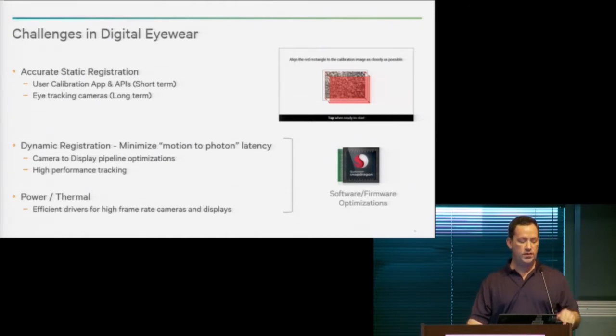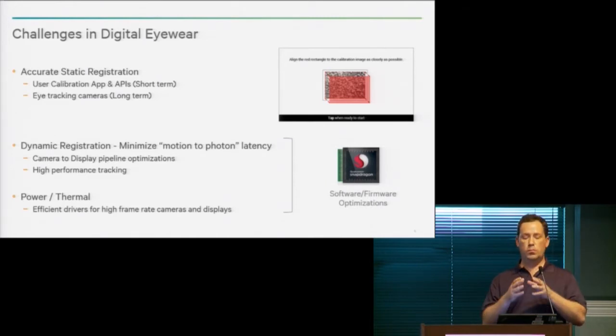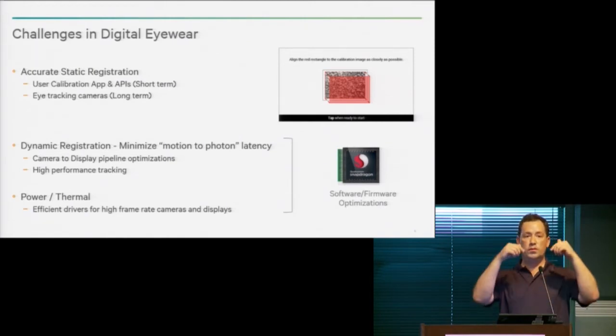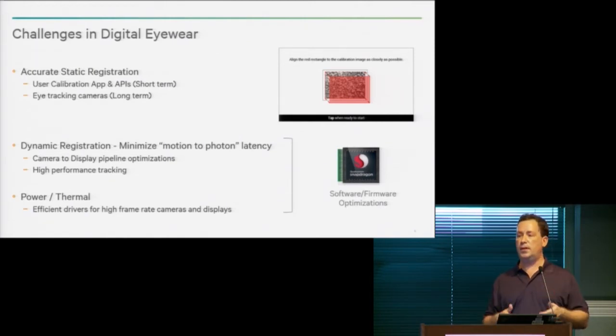The other thing that we're addressing, and this is really specific to Snapdragon, is dynamic registration, which is minimizing the motion to photon latency of the rendering. What this means is that as you're moving, we're optimizing the rendering path so that as quickly as possible, you're going to receive updates of the rendered content on the real world. And this also supports high performance tracking. So these are really optimizations that are coming in from the hardware level.